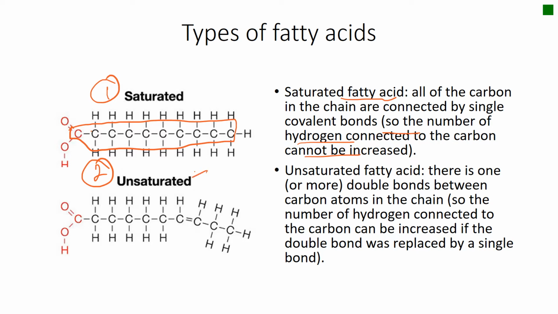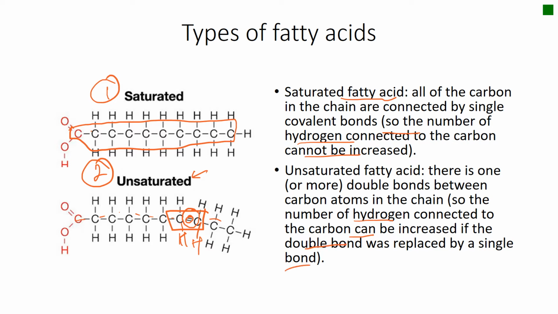However, in unsaturated fatty acid, there are one or more double bonds between carbon atoms in the chain. So you can see, yep, it's over here. The rest of the carbons are combined with single bonds, while the carbons over here are connected with a double bond. So it means that the number of hydrogens connected to the carbon can be increased. If there is a reaction that separates this double bond to become a single bond, this carbon can have more hydrogen. So the double bond can be replaced by a single bond.